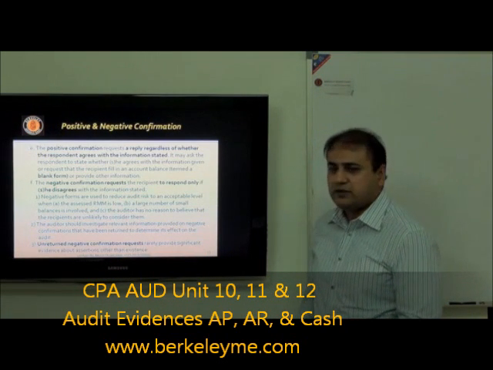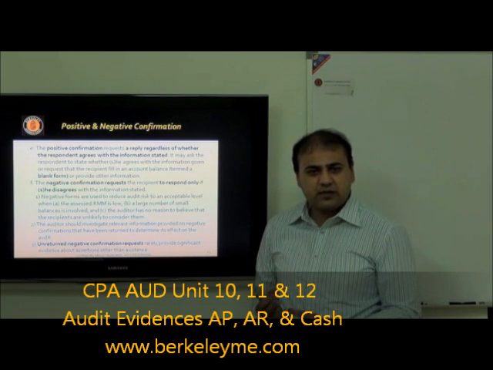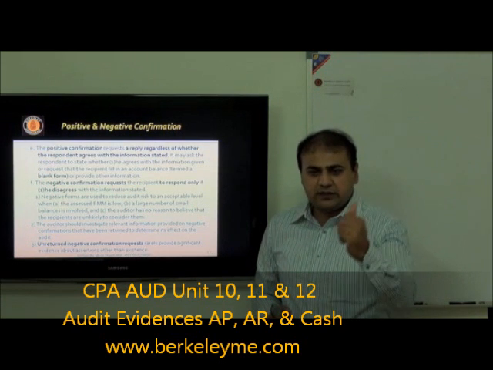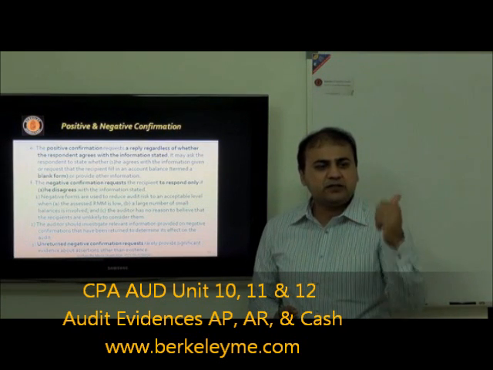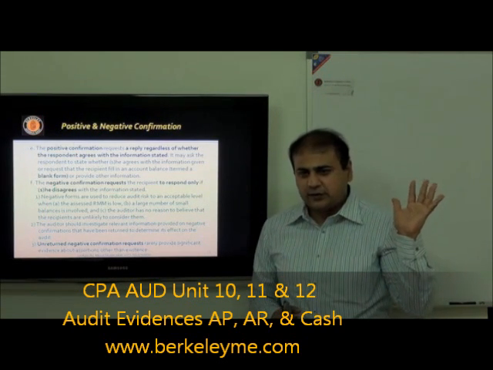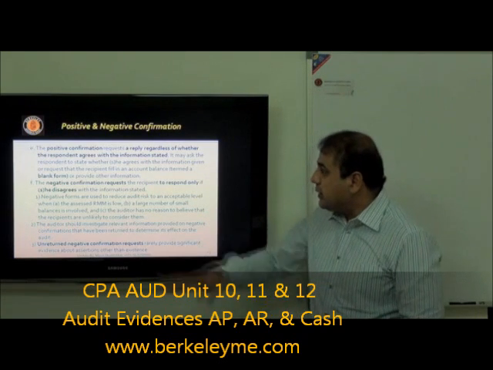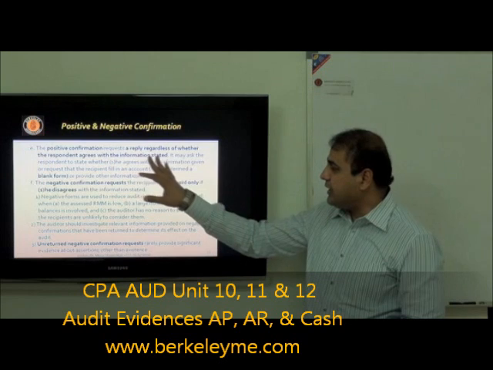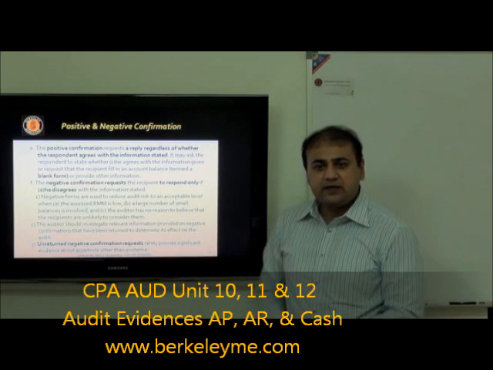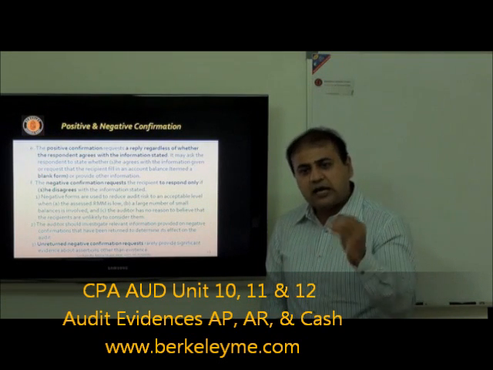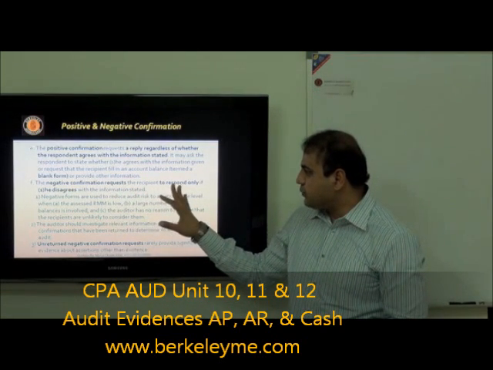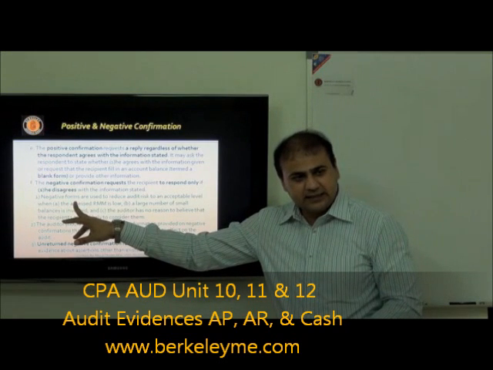Now there are two types of confirmation. One is the positive confirmation and one is negative confirmation. Sometimes if I want to confirm something from you, I will request you, if it is wrong, tell me, or if it is okay, no need to tell me. There could be two situations. So, the positive confirmation requests a reply regardless of whether the respondent agrees with the information stated. If you agree, still you have to reply something. And a negative confirmation requests the recipient to respond only if he disagrees.